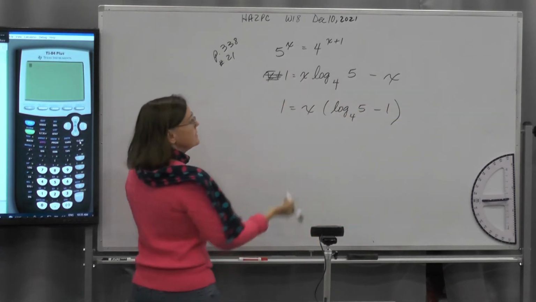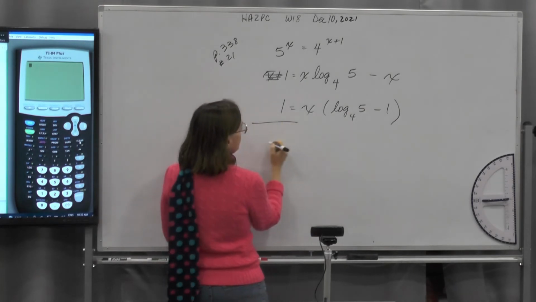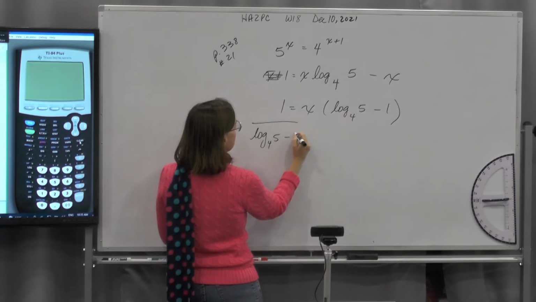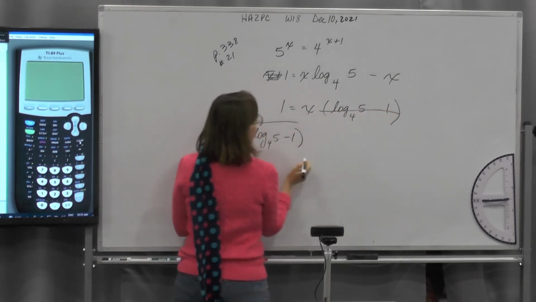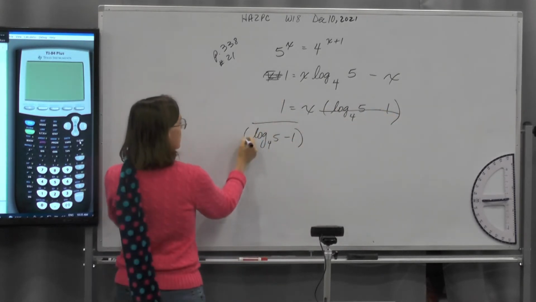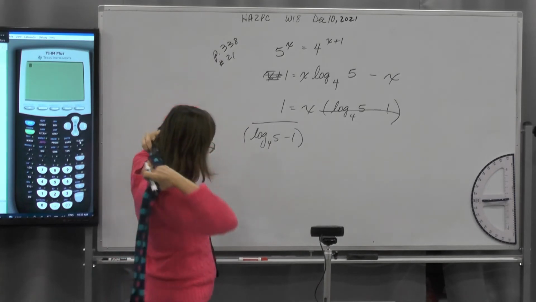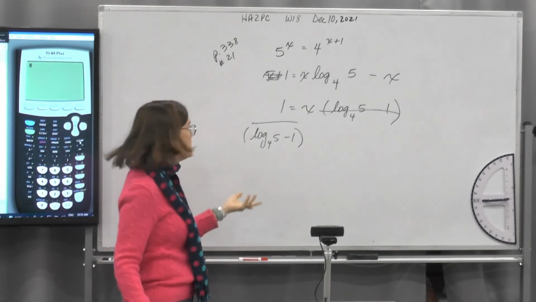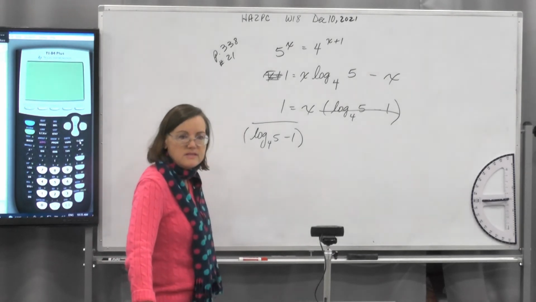Divide by log 4, 5 minus 1, right? And x is equal to that. I'm kind of a fan of this. Again, I've never seen a book show you how to do this, but to me, I don't know why you wouldn't. This to me is simpler.